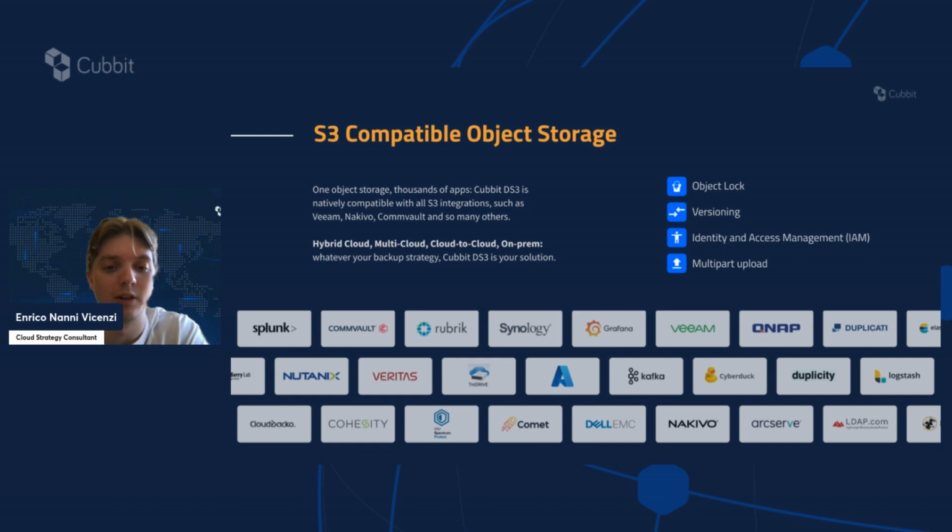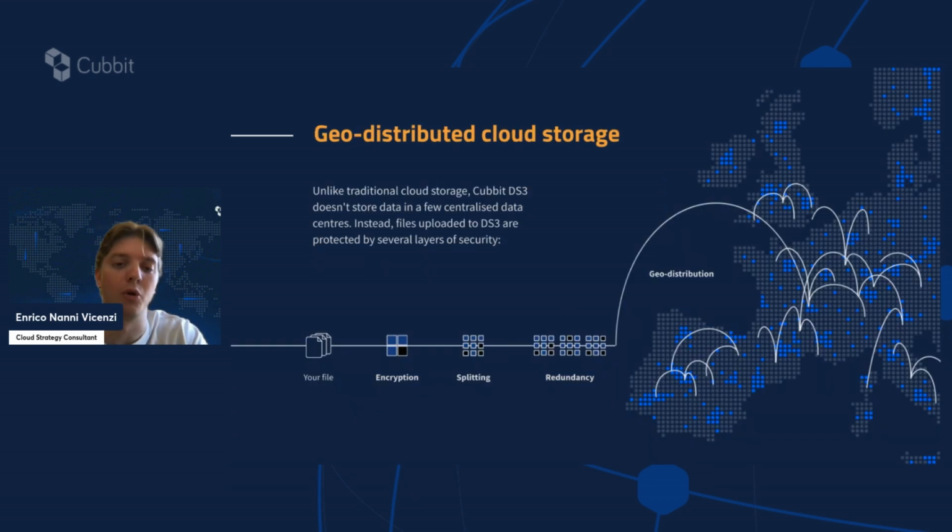And the other part that's more interesting is about our infrastructure. As I mentioned, it's distributed. So what happens when you upload a file in Cubbit? Basically, it gets first encrypted through AES-256. Then it gets split into 20 chunks. These 20 chunks are then replicated into 40, and these 40 chunks are then distributed on our distributed storage network.